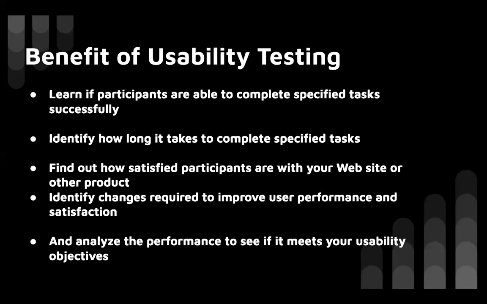You can also identify changes required to improve user performance and satisfaction. So this will be where you'll be doing, I think, a qualitative test where they will come back and tell you things like, oh, I wasn't feeling this, the color was off, or it was difficult to do some things. And lastly, you can analyze the performance to see if it meets your usability objectives.